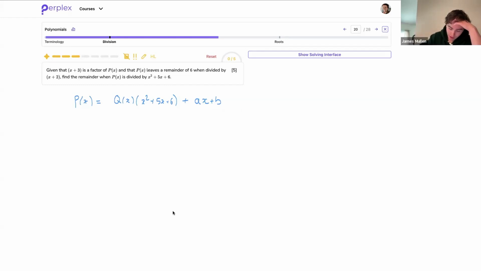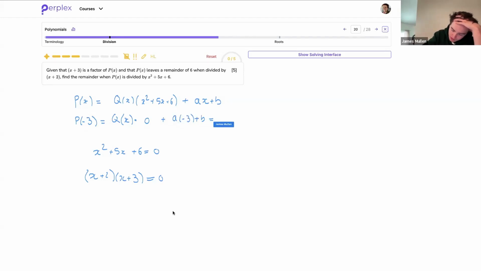All right, so let's think about what we know. This quadratic, x squared plus 5x plus 6, factors as x plus 2 times x plus 3. And isn't that a coincidence? It's exactly the factors that were given in the question. The question tells us that x plus 3 is a factor of p of x, so if I plug in minus 3, I should get q of x times 0, since x plus 3 is a factor of this quadratic. And then I'm going to have plus a times minus 3 plus b, and that should be equal to 0 because x plus 3 is a factor of the whole thing, which means that b is equal to 3a. That's my first equation.